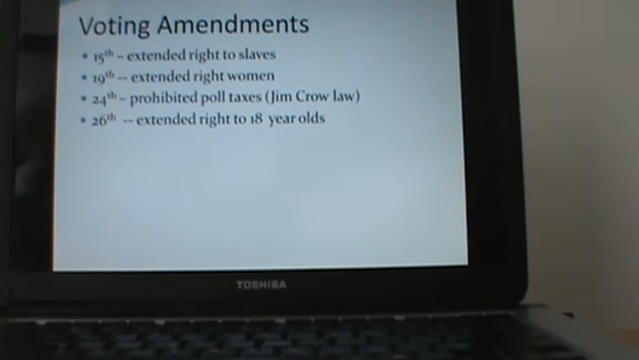Also part of our civil rights genesis in the United States, the 15th Amendment extended the right to vote to slaves, which we just talked about. The 19th Amendment extended the voting right to women. The 24th Amendment prohibited poll taxes. And the 26th Amendment extended the right to vote to 18-year-olds.